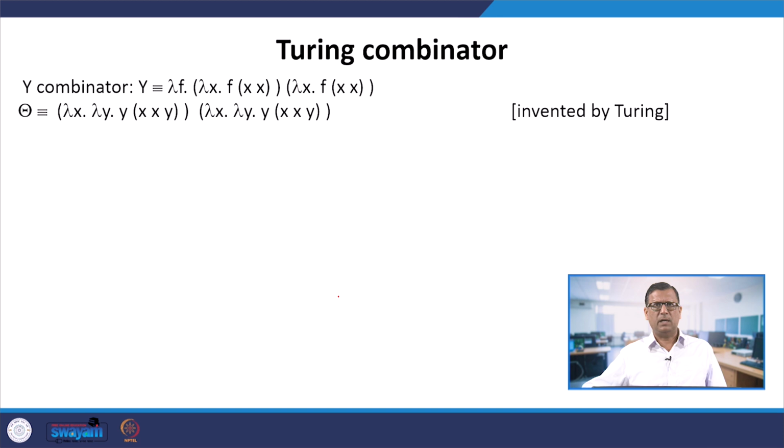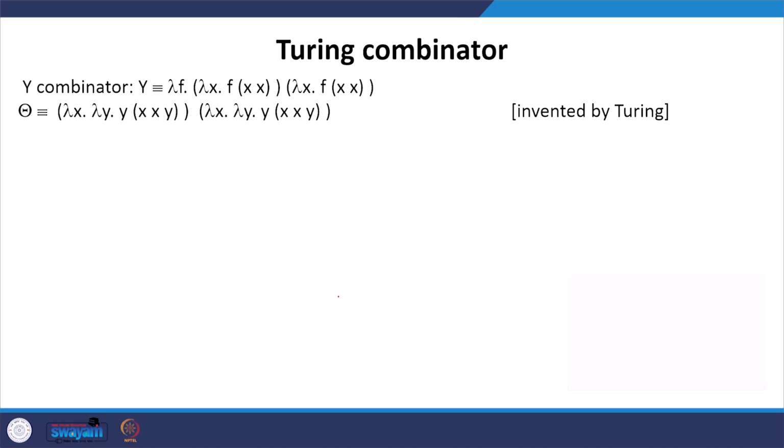So, we first study a combinator that was invented by Alan Turing. This is called the Turing combinator. We have seen the Y combinator. The Y combinator is Y equal to lambda f dot q q. Now, the Turing combinator is written as big theta. Let us see whether there is any similarity if we compare these two.